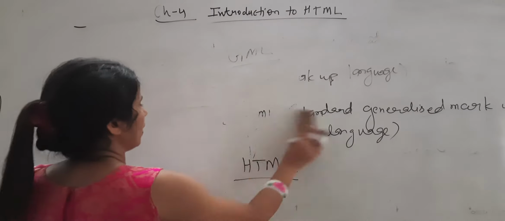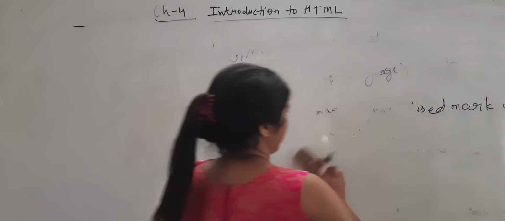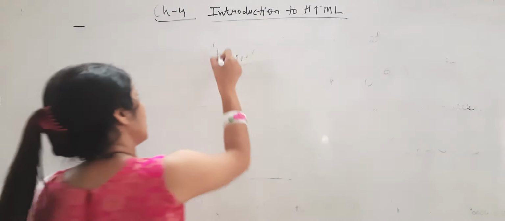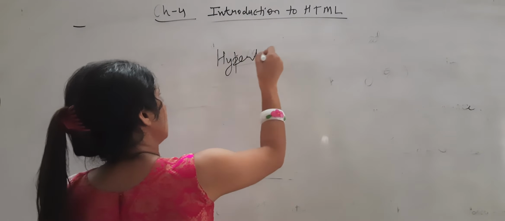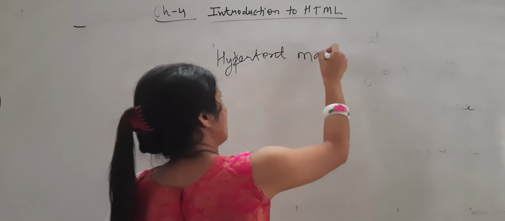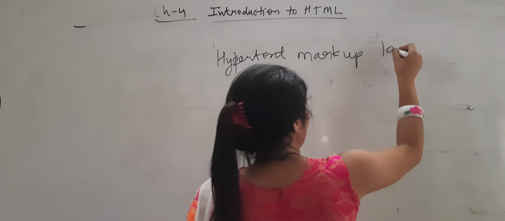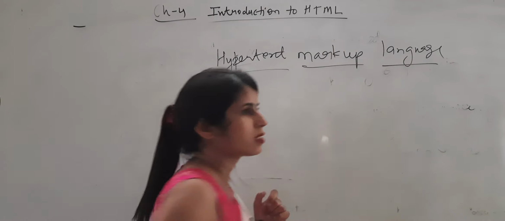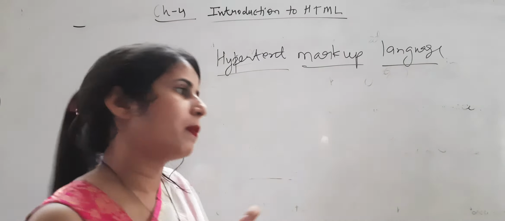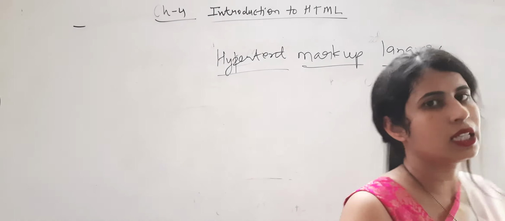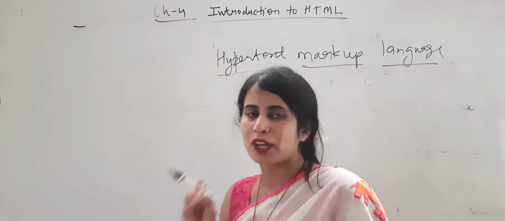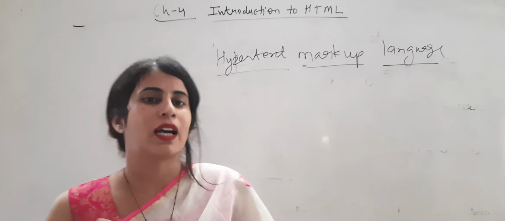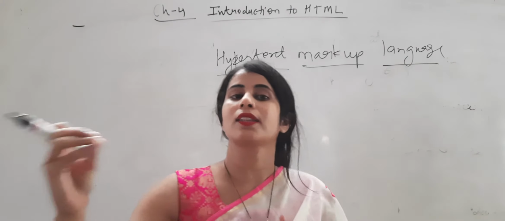Okay, now HTML consists of 3 words: hypertext, markup, language. First is hypertext. What is hypertext? Actually, hypertext is a special type of text. What is the specialty behind it? The specialty behind it is that it is used to link other documents.